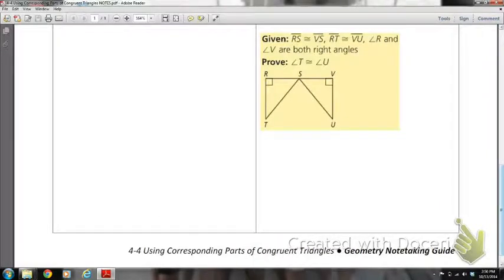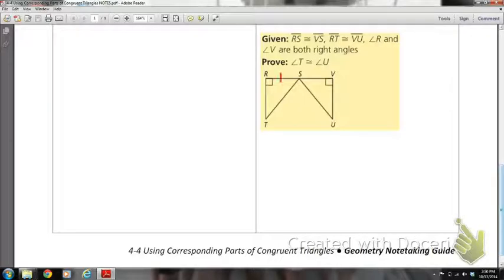In the second problem, we have two other triangles, and we're supposed to prove that angle T is congruent to angle U. So once again, we need to see what information we're given to determine if we can prove that these two triangles are congruent. And if we can prove the triangles are congruent, then we can state that any of the other corresponding parts are congruent. So let's look at what we're given and mark it on the diagram again.